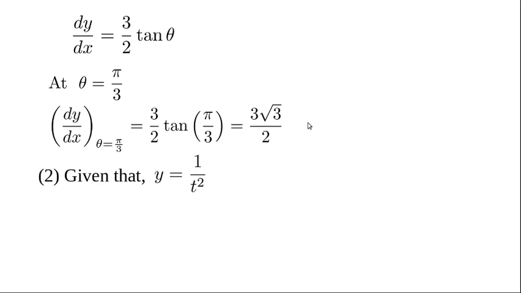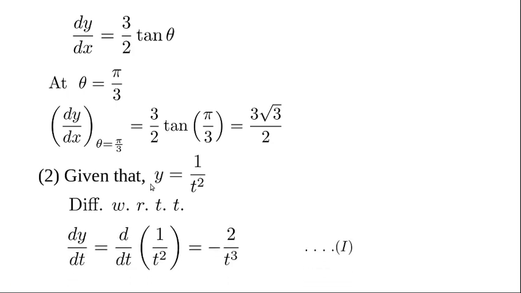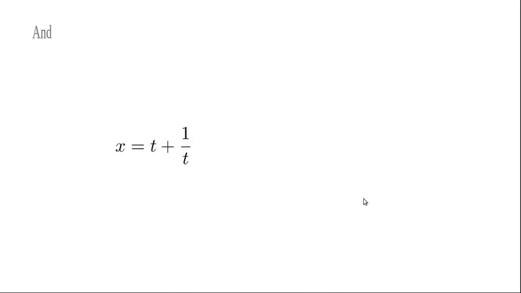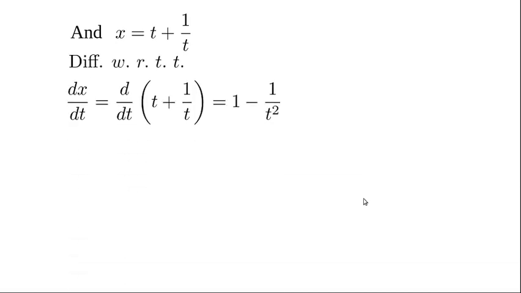Next is y equal to 1 upon t². Differentiate with respect to t. Derivative of 1 upon xⁿ is minus n upon xⁿ⁺¹. So it becomes d/dt of 1 upon t², minus 2 upon t³. x equal to t plus 1 upon t. Differentiate with respect to t. So the derivative is 1 minus 1 upon t², and therefore dx/dt becomes (t² minus 1) upon t².